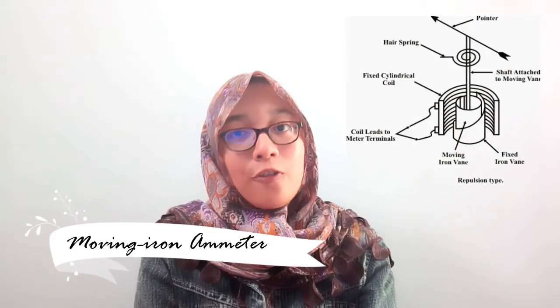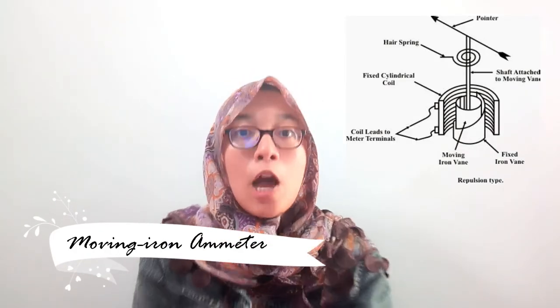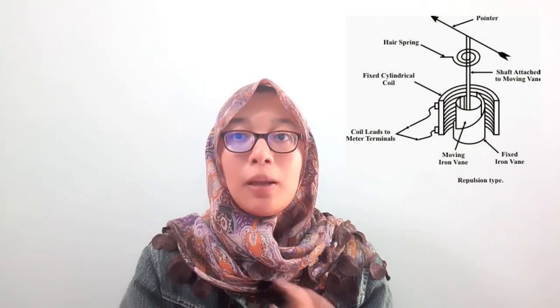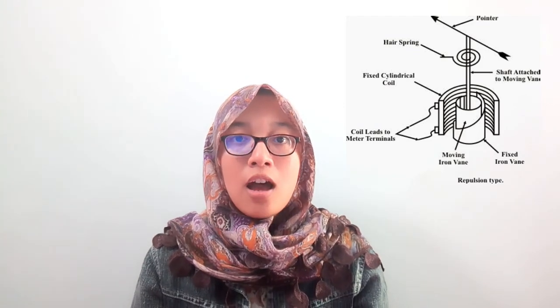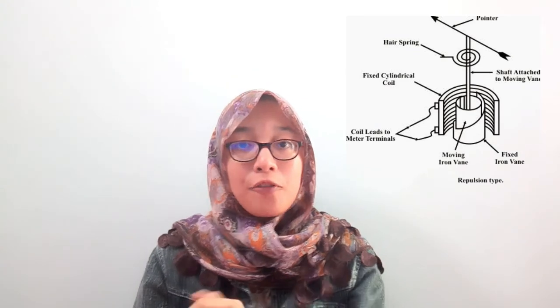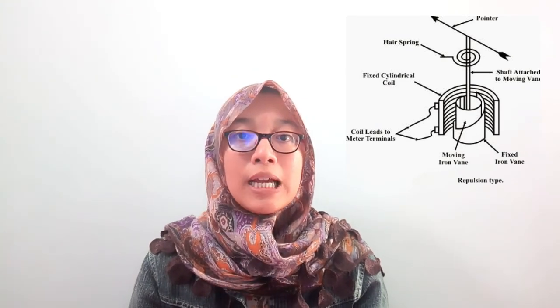Next is the moving iron ammeter. Moving iron ammeters use a piece of iron which moves when subjected to the electromagnetic force of a fixed coil of wire. The moving iron meter was invented by Austrian engineer Friedrich Drexler in 1884, and this type of meter responds to both direct and alternating currents.